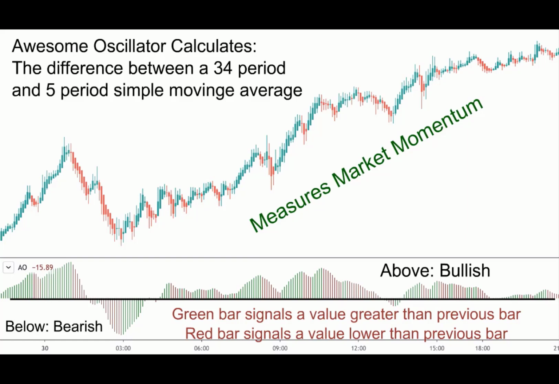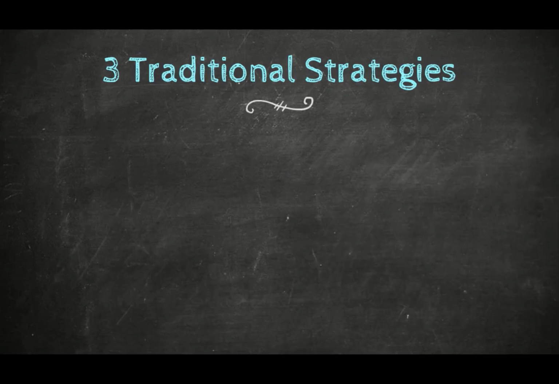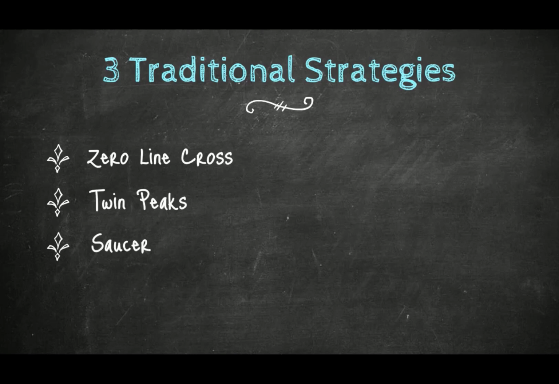Now if the oscillator goes below the zero line and you have bearish momentum, then that's reversed. The green bar would actually signal a value lower than the previous bar, and the red bar would be signaling a value greater than the previous bar. Simple enough? The Awesome Oscillator has 3 traditional strategies: the zero line cross, the twin peaks, and the saucer. When we're done with those, we'll go over my final summary of this indicator.